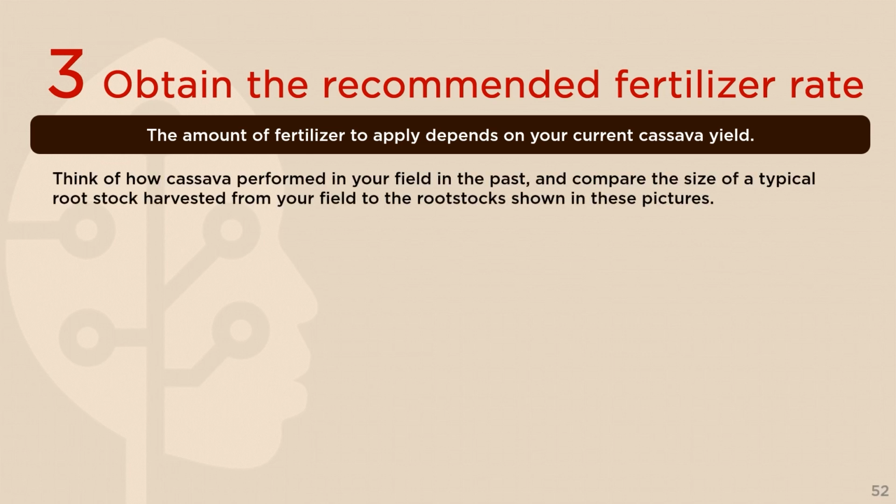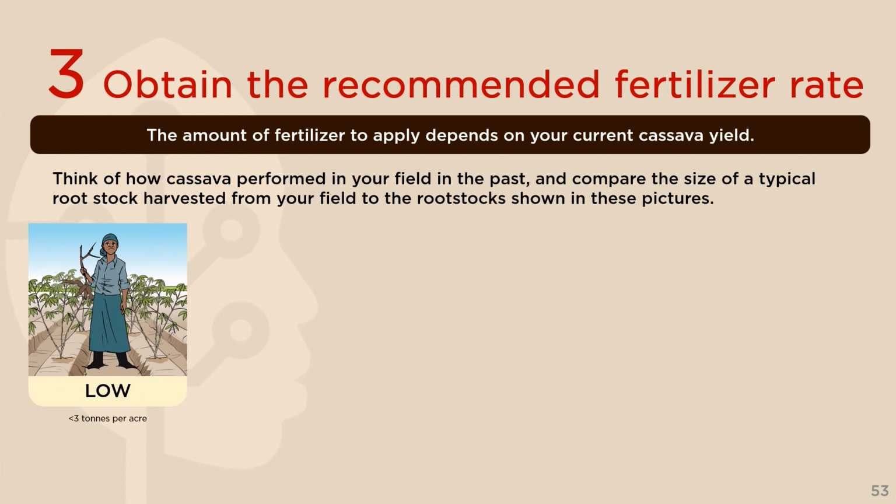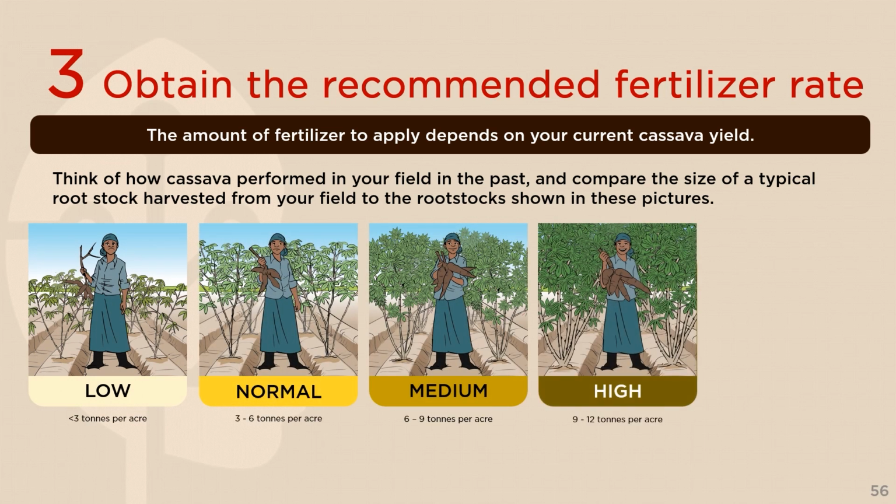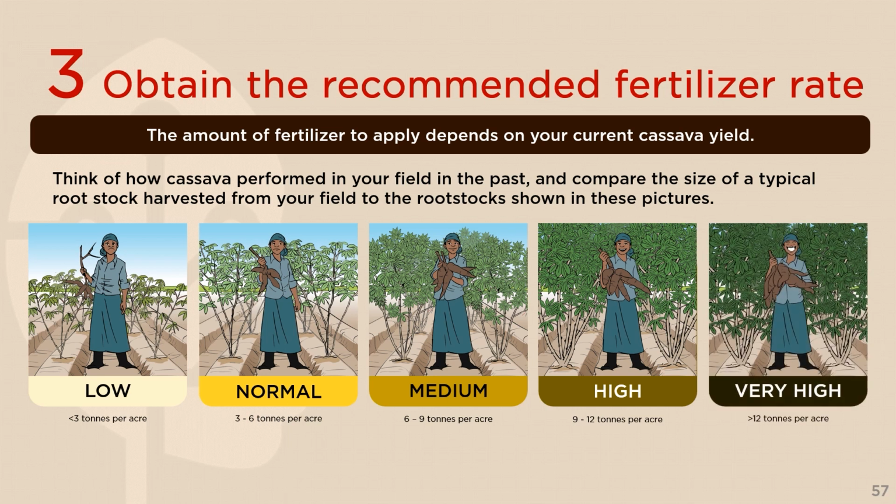Think of how cassava performed in your field in the past and compare the size of a typical rootstock harvested from your field to the rootstocks shown in these pictures. In a field with a low yield, you will harvest less than 3 tons per acre. In a field with a normal yield, you will harvest between 3 and 6 tons per acre. This is the most common yield observed by smallholder cassava growers. In a field with a medium yield, you will harvest between 6 and 9 tons per acre.